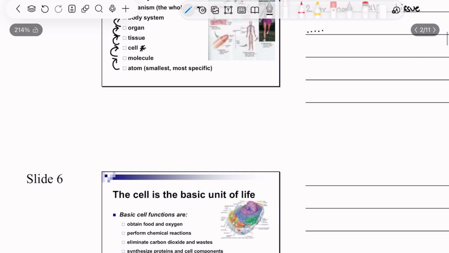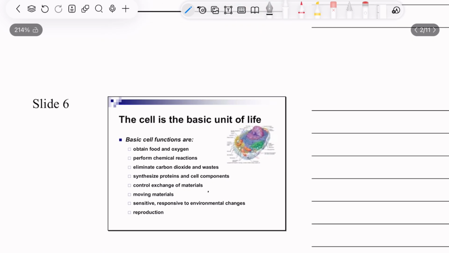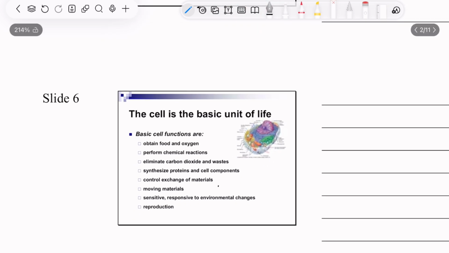Okay, now starting off with the cell. The cell is the basic unit of life. Some basic functions include obtaining food and oxygen, performing chemical reactions, eliminating carbon dioxide and waste, synthesizing proteins and cell components, controlling the exchange of materials, moving the materials, being sensitive and responsive to environmental changes, and reproduction.